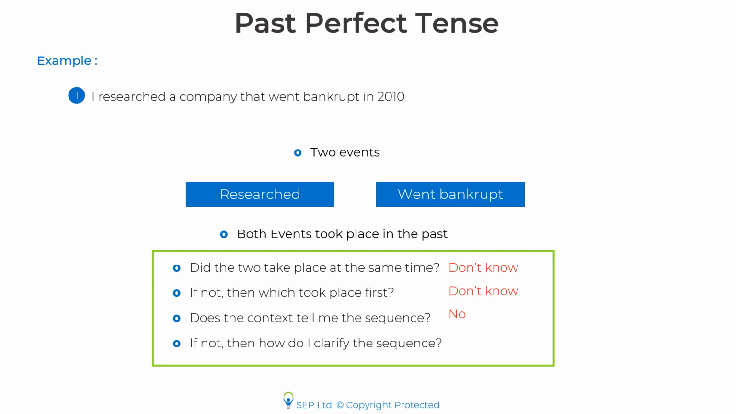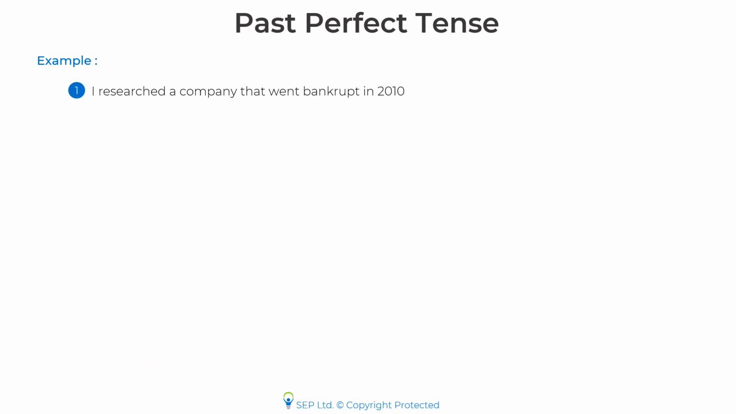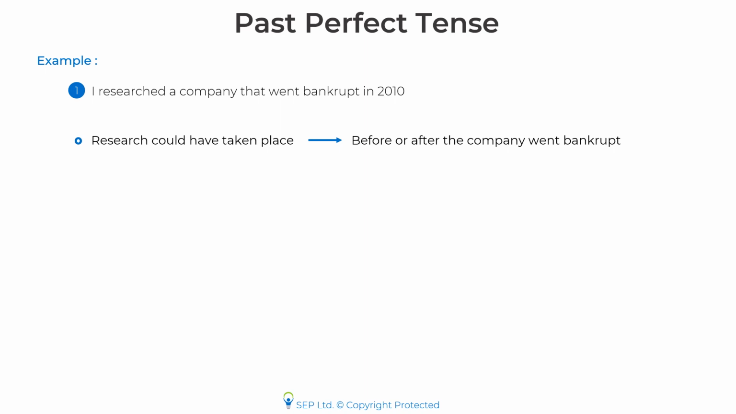If the context does not tell us the sequence between the two events, then how do we clarify the sequence? Because grammar is all about clarity and communication. In such cases, we use the past perfect tense. Let me show you how. So we are looking at the first sentence. I researched a company that went bankrupt in 2010. As mentioned already, the research could have taken place before or after the company went bankrupt in 2010.